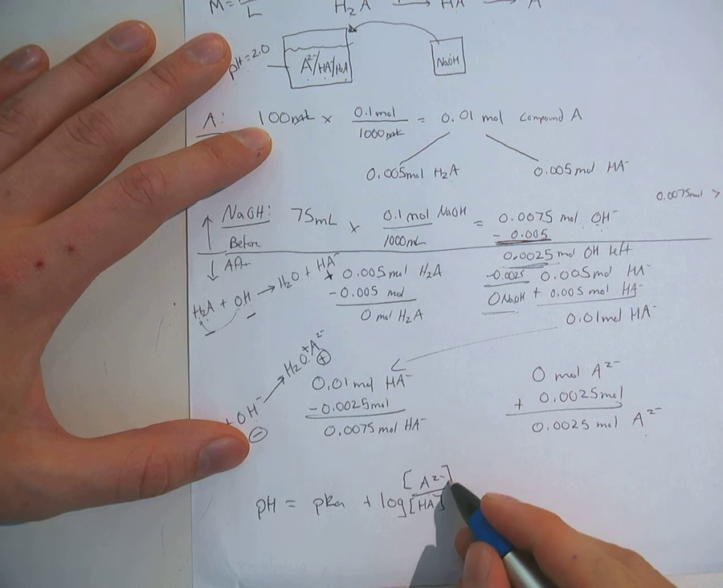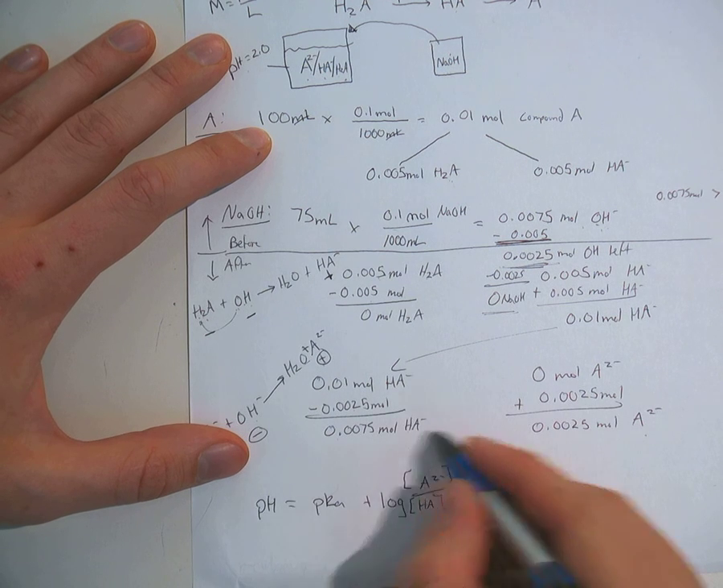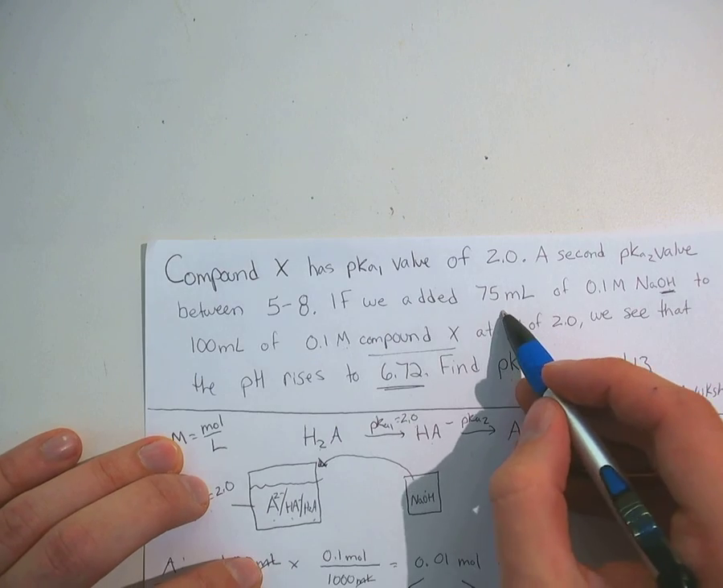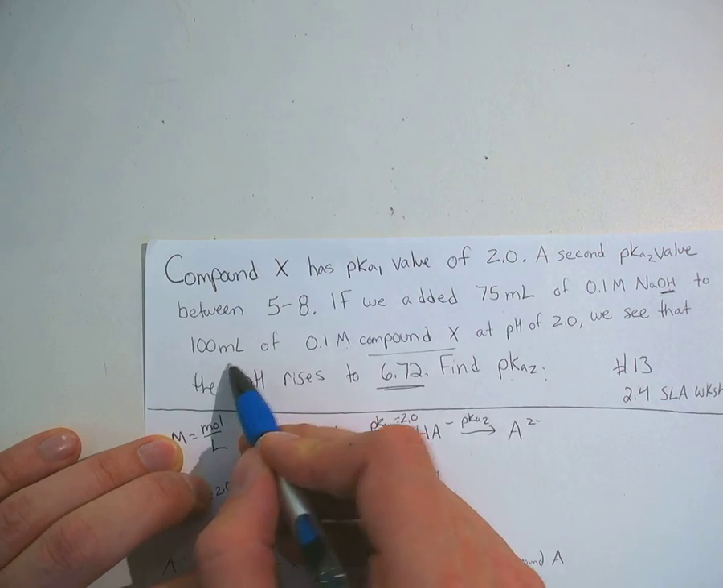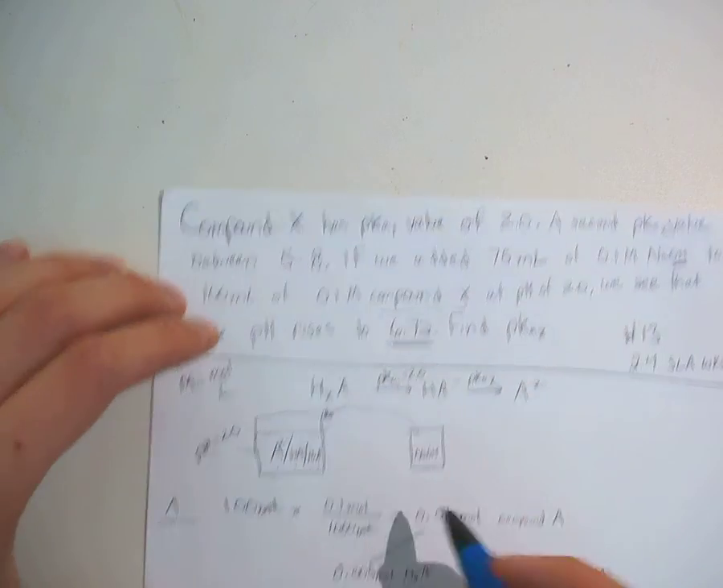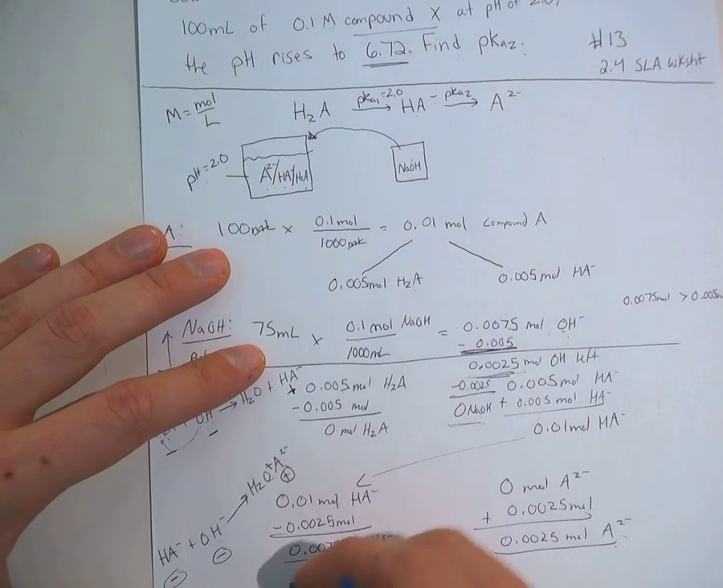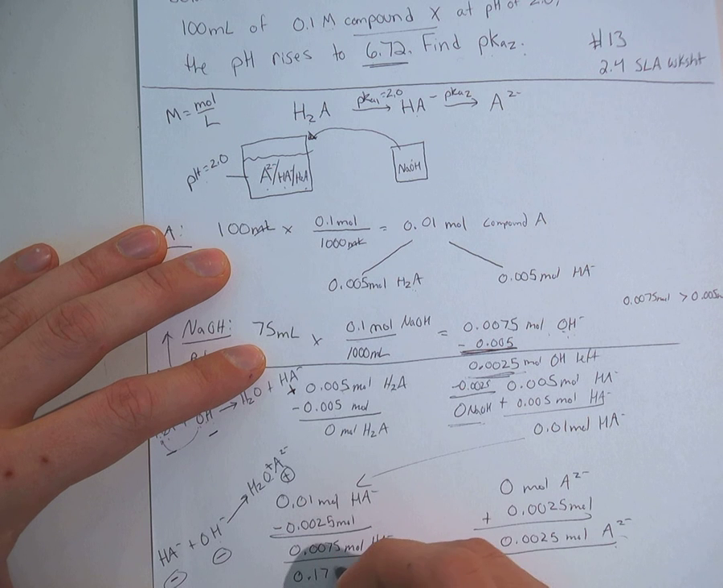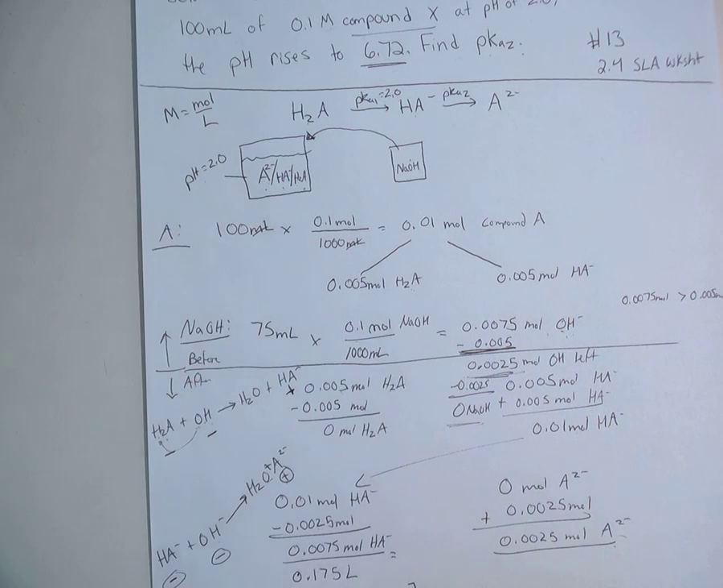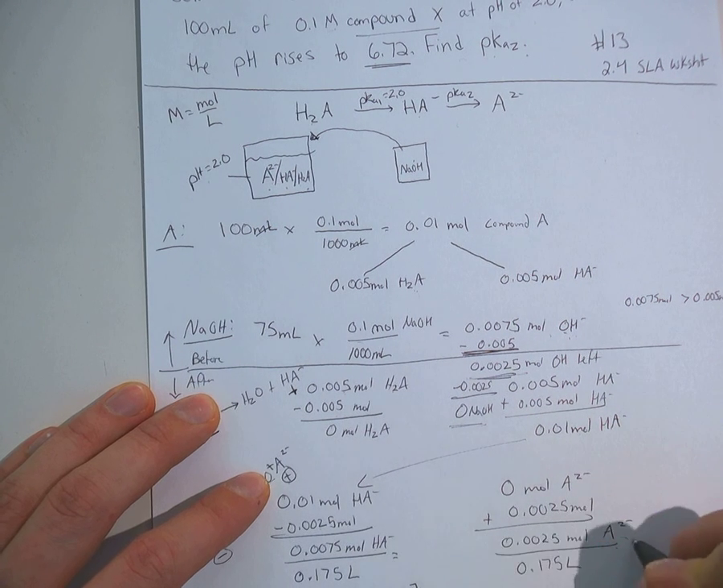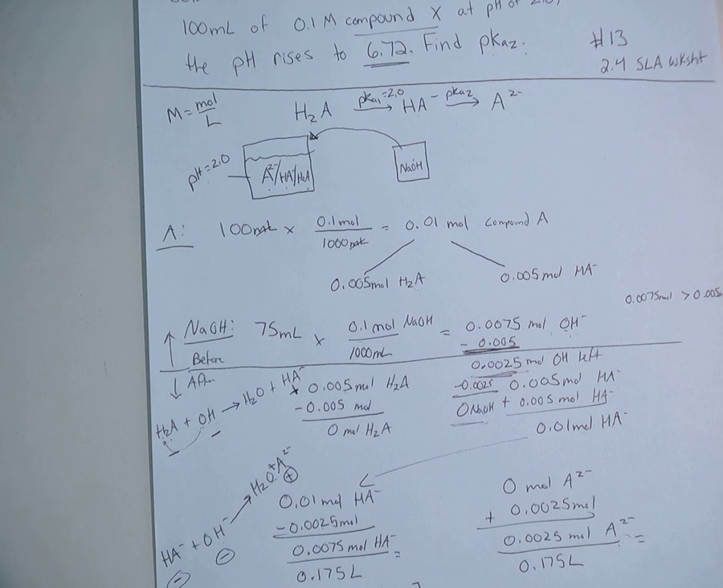So you have to make sure they're in molarity. So in order to get these to molarity, I have to divide by the total volume now. So it tells me in the problem I originally had 75 milliliters of the base, 100 milliliters of the compound X. I've now put those in the same beaker. So my total volume is going to be 175 milliliters. So I'll divide by 0.175 liters. And that will give me a new concentration. I can do the same thing over here, 0.175 liters. And that will give me a concentration as well.